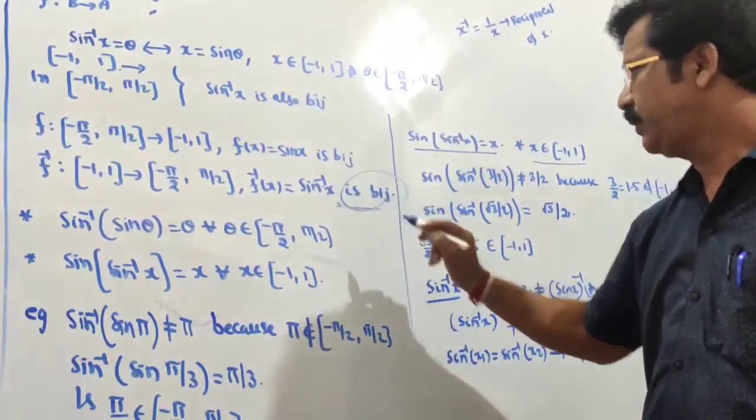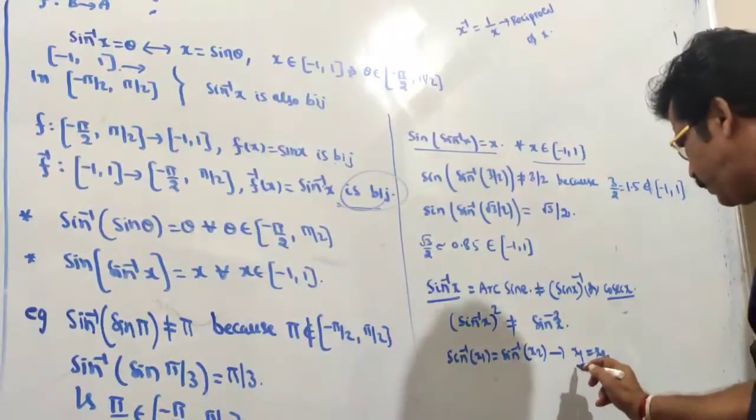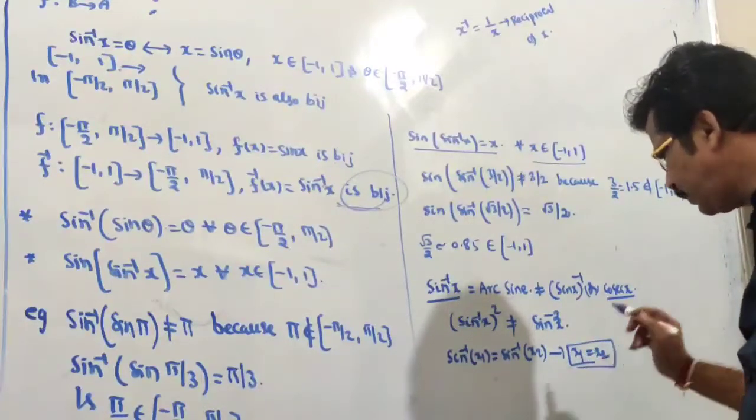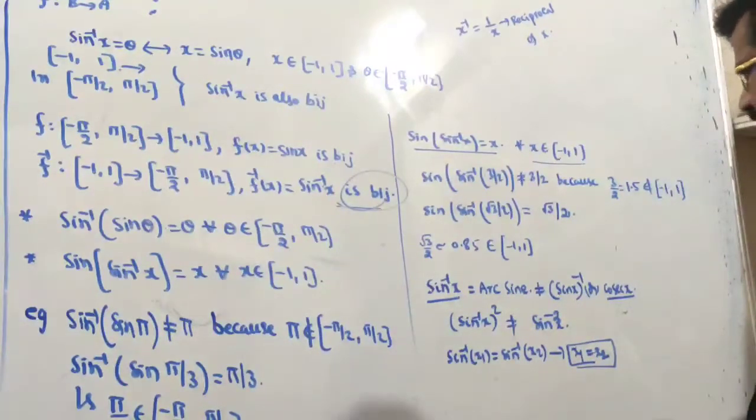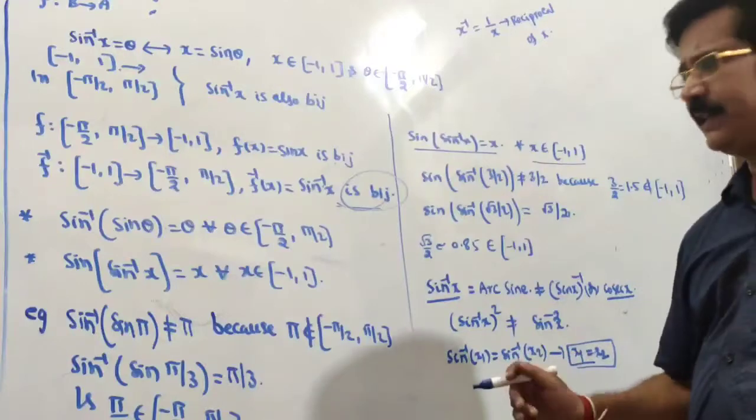If it is bijective, then only it is possible to say x1 is equal to x2. Otherwise we cannot say like that. Okay, I will show another example.